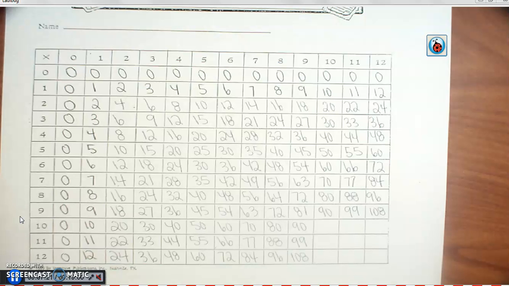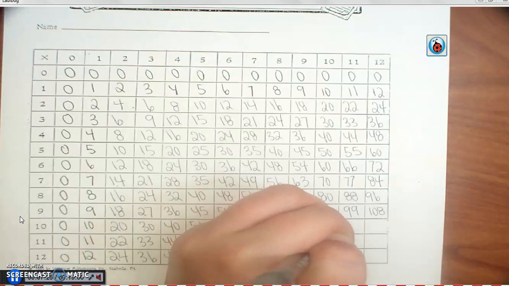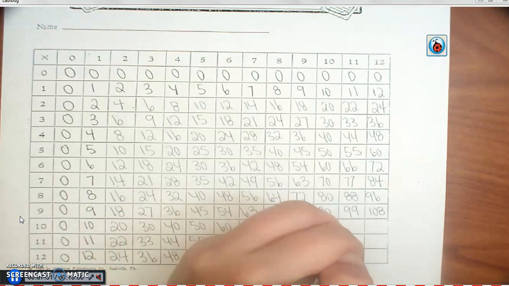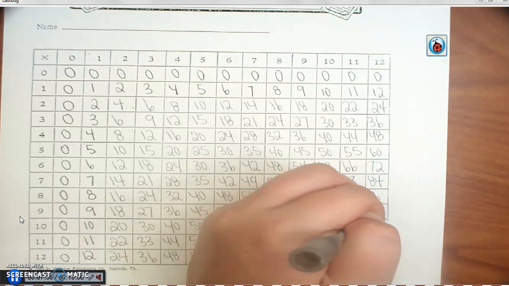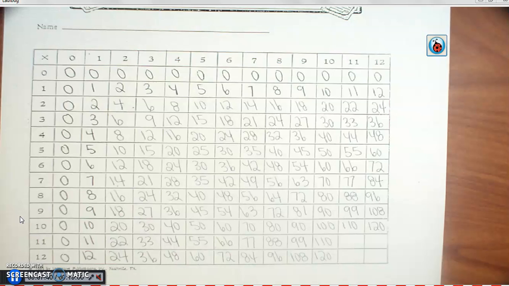Okay, 10 times 10 we should know is 100. 10 times 11, I'm just going to add a 0 onto 11, 110. Okay, same with 12, 120, I just added a 0. I'm going to write my same answers up here because they're the same facts. 10 times 11 and 10 times 12.